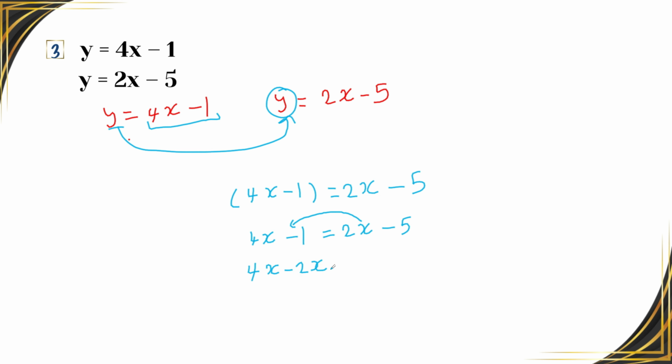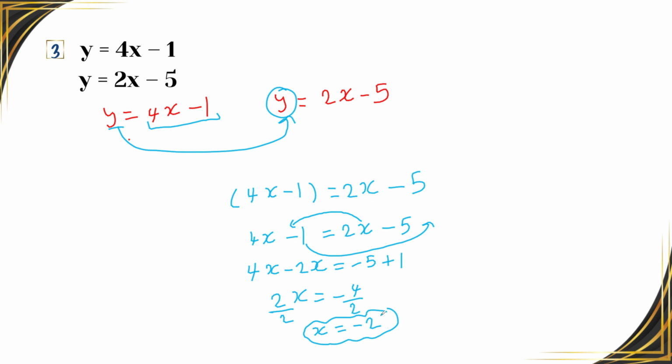And this negative 1, we move it also to be beside this 5. The negative 1 here will be positive 1 on the other side. 4x minus 2x is 2x, equals negative 5 plus 1, which is negative 4. Divide by 2, then x equals negative 2.